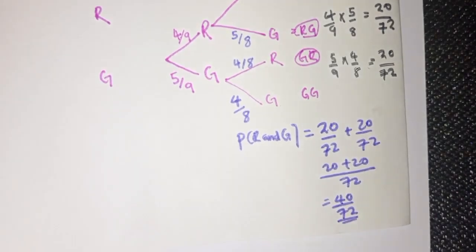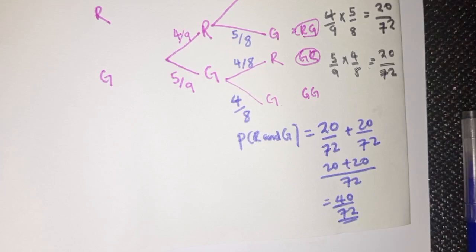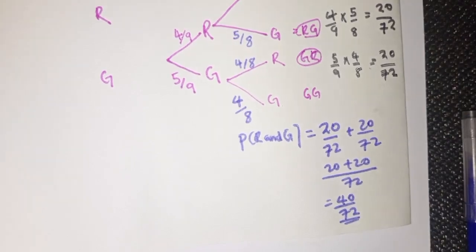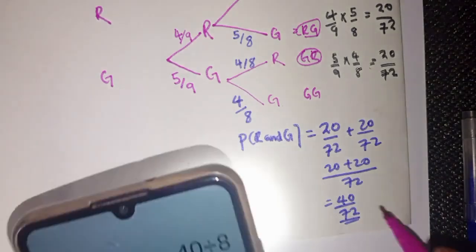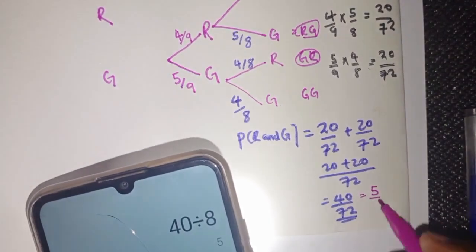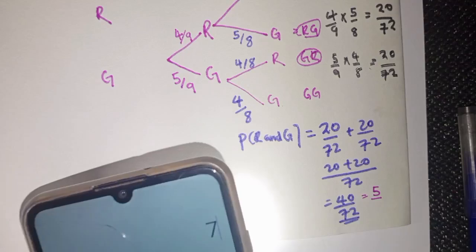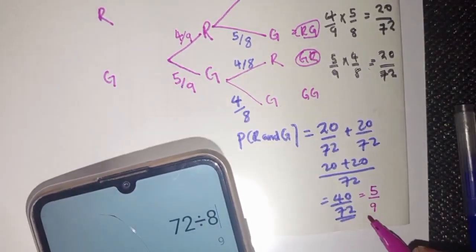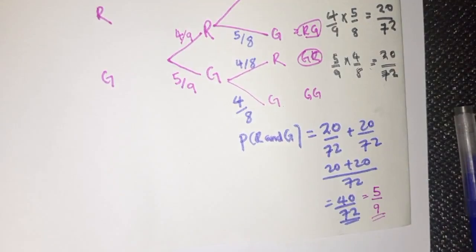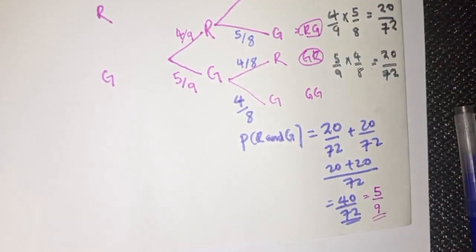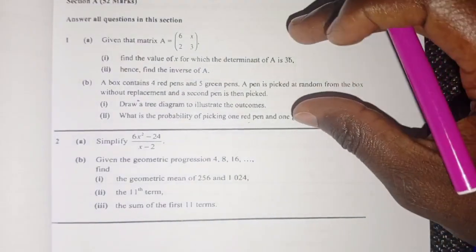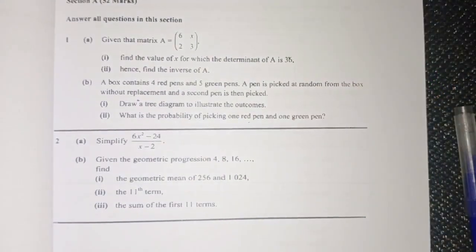Now we need to reduce this to its lowest terms by finding a number that can go into 72 and 40. We try 8. 8 into 40 is 5, and 72 divided by 8 is 9. And this is our final answer for this question. So you see that question 1 is done at this point. We go to question 2.